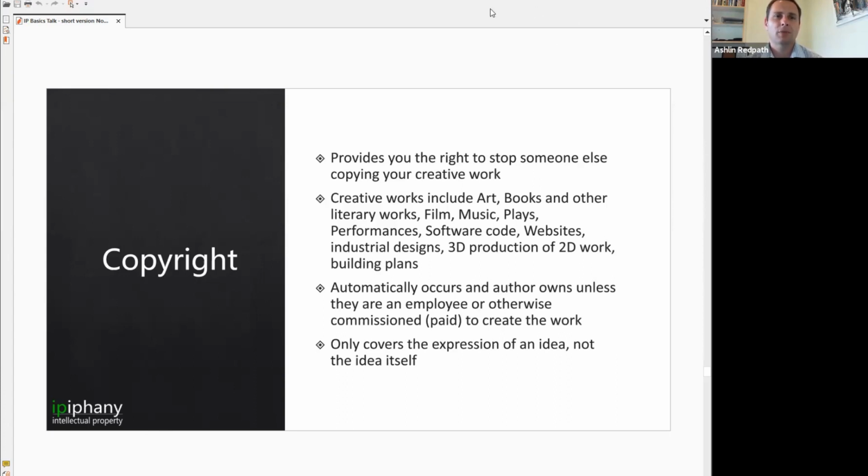Copyright only protects the expression of an idea, not the idea itself. So take Harry Potter, for example. The Harry Potter books are covered by copyright, but the idea of a boy wizard is not. You can write your own story about a boy wizard, that's fine.